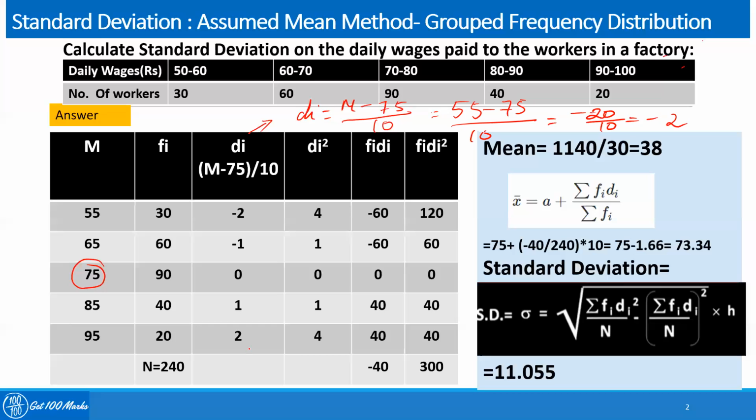Once again, I am repeating here, there is no mandatory rule that you have to take 75. You can work with any value in the mid value series for a grouped frequency distribution.